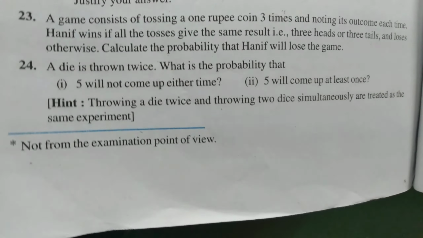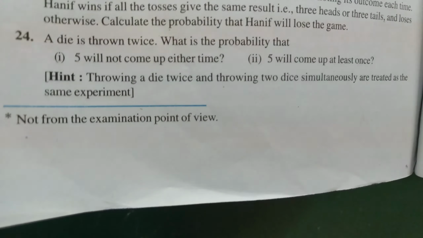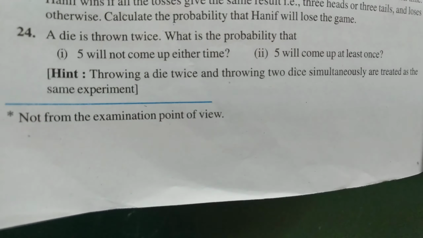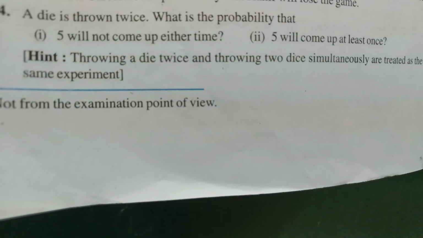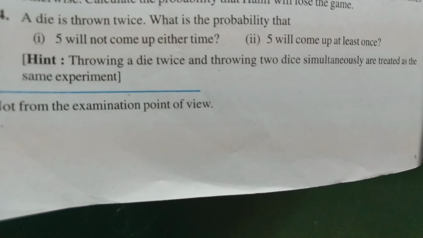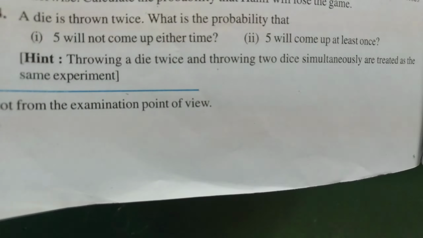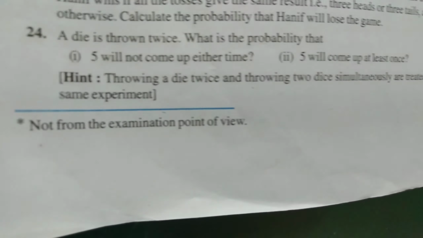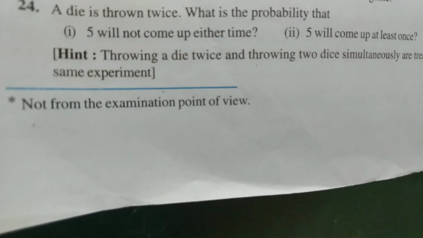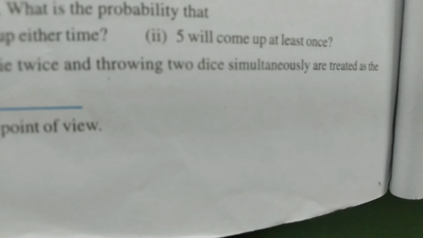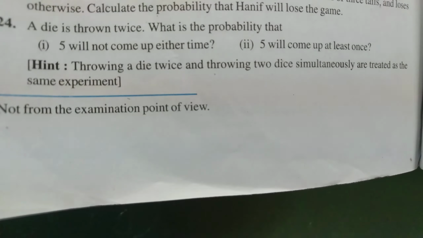24. A die is thrown twice. What is the probability that 5 will not come up either time? 5 will come up at least once. Okay. Here the hint, read the hint. Throwing a die twice and throwing 2 dice simultaneously are treated as the same experiment.